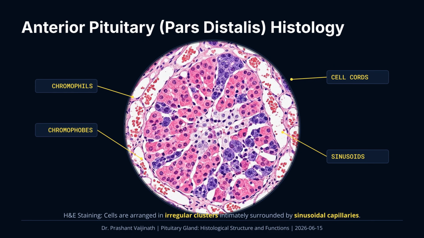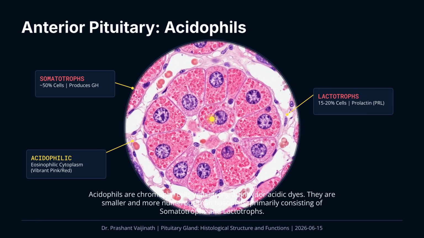Histologically, the anterior pituitary, or pars distalis, features glandular cells in irregular clusters called cell cords. These cell cords are intimately surrounded by sinusoidal capillaries for efficient hormone release. Acidophils are chromophil cells with a vibrant pink or red eosinophilic cytoplasm. They include somatotrophs, which produce GH, and lactotrophs, which produce prolactin. They are generally smaller and more numerous than basophils.